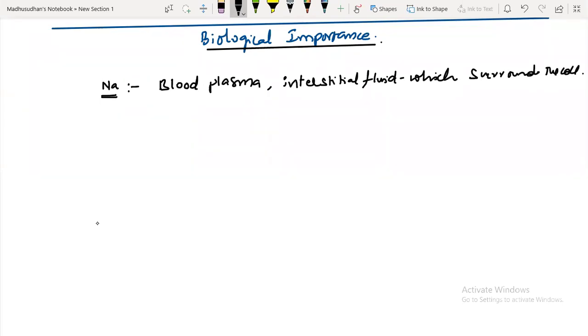Another important thing is that it plays an important role in the transmission of nerve signals. Okay, these two or three important points are over. Next, potassium.